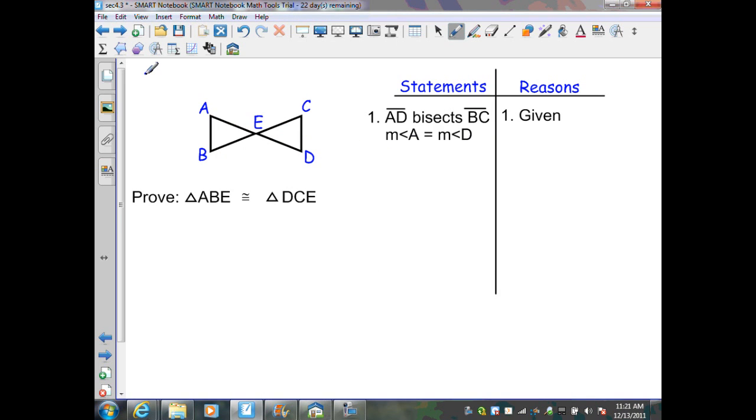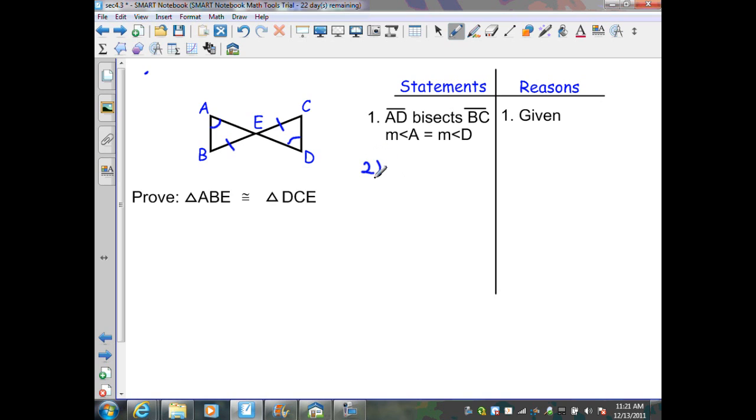On our next proof, I'm given that segment AD bisects BC and that the measure of angle A is equal to the measure of angle D. So in my diagram, I know that angle A is congruent to angle D. I can put arcs in there to represent that. I'm also given that segment AD bisects BC. Therefore, AD intersects at the midpoint of BC. So E is the midpoint of BC, and that tells me that segment BE is congruent to segment EC.